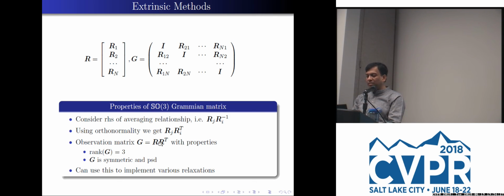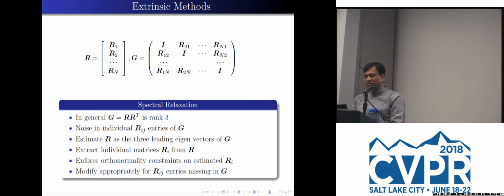But obviously we should be able to immediately see from this form that this big stacked matrix R is of size 3n cross 3. This has only 3 columns. Therefore, the rank of G is 3. And because of its particular form here, it is symmetric and positive semi-definite. So now you can use these properties for doing various optimizations.